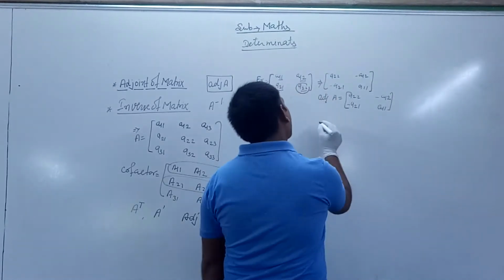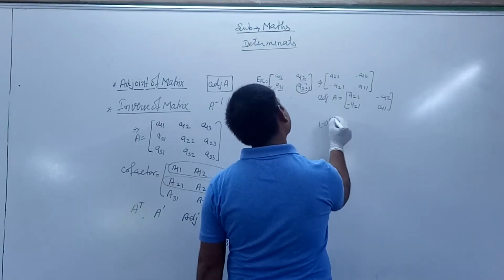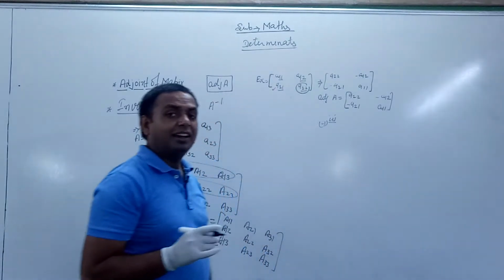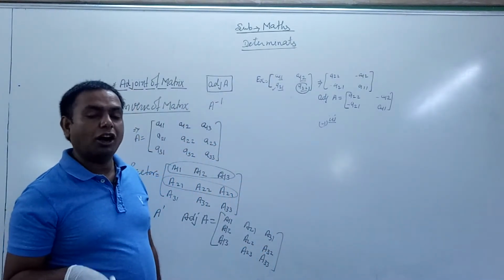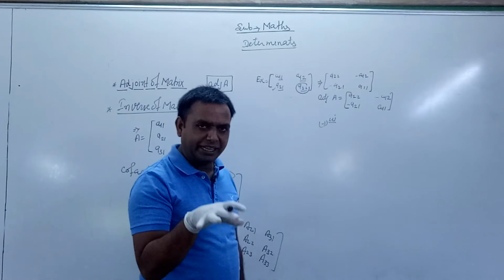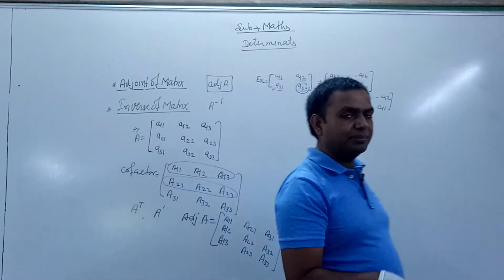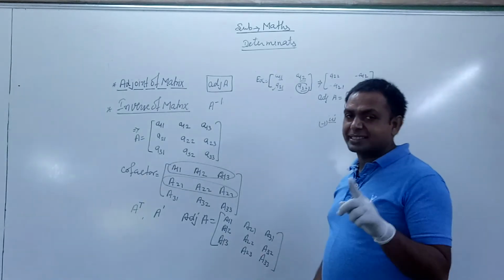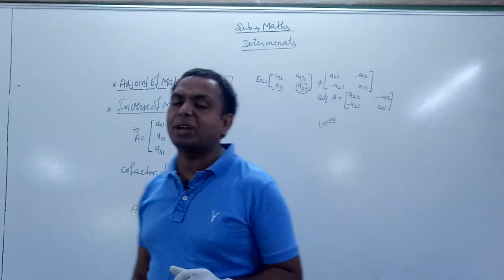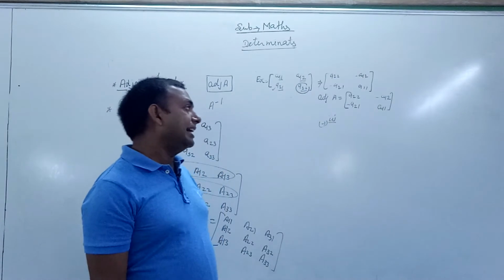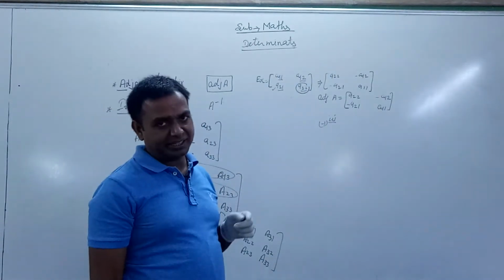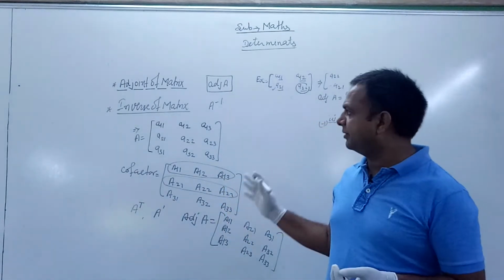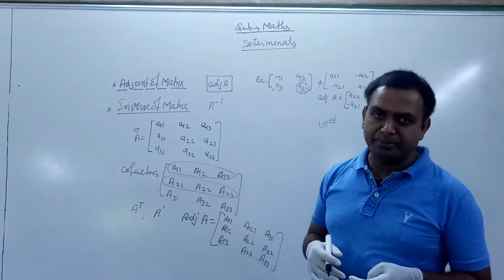The reason is minus 1 to the power I plus j. If the sum of i and j is an odd number, it is converted into the negative sign, and if the sum of I plus j is an even number, it is converted into the positive form. So you write it down like this, the adjoint of a 2 by 2 matrix. I think all of you understand how we can find the adjoint of any matrix.